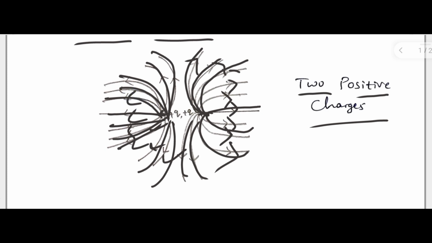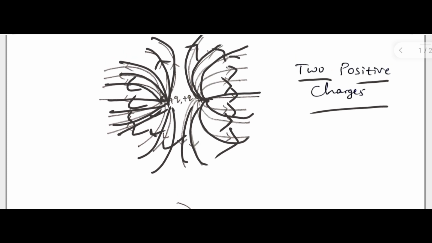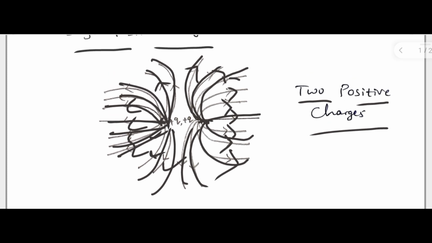Like that we observe the combination of two equal charges. This question may be asked for 2 marks: draw the electric field lines for two positive charges. You have to draw the lines and you must mention the arrow mark.